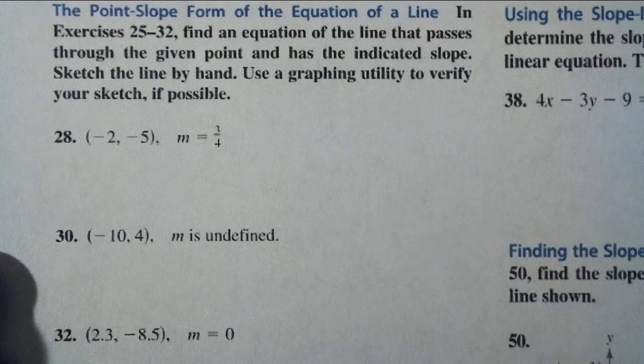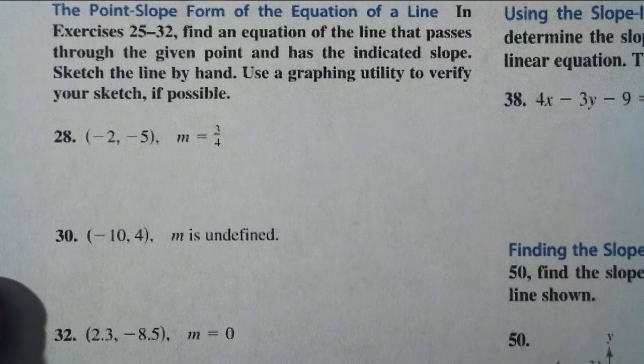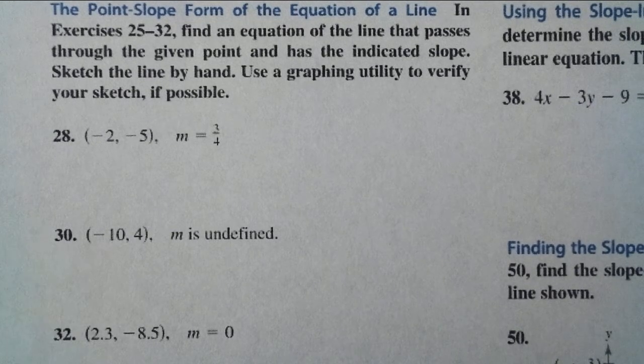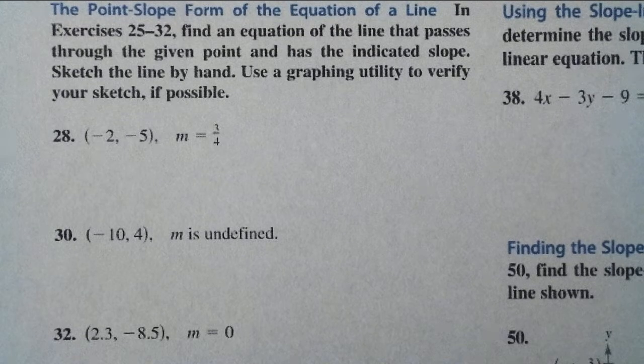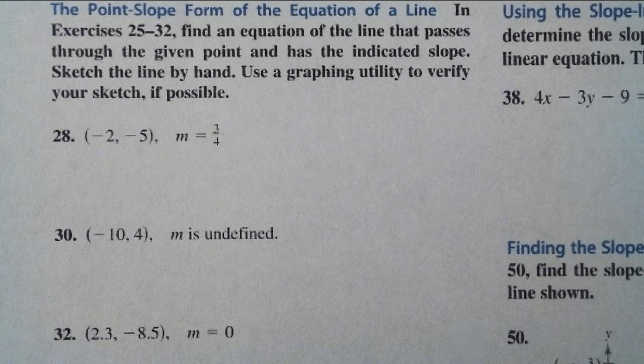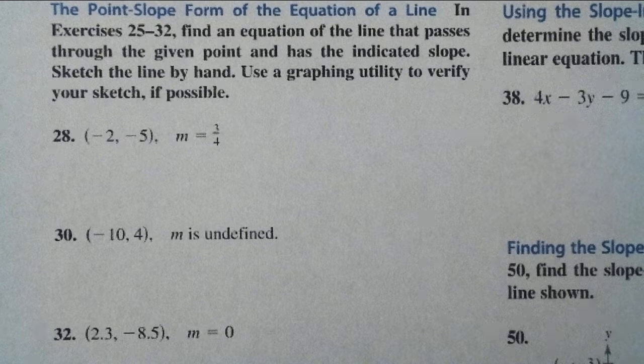Exercise 25 to 32. Find an equation of the line that passes through the given point and has the indicated slope. Now, here's a biggie for you. There's going to be times I'm going to ask for just an equation of a line. You don't always have to put it in slope-intercept form. Some of you are in that habit. That's a big time waster when you get into the AP exam in calculus, because oftentimes you're just asked for an equation of a line.